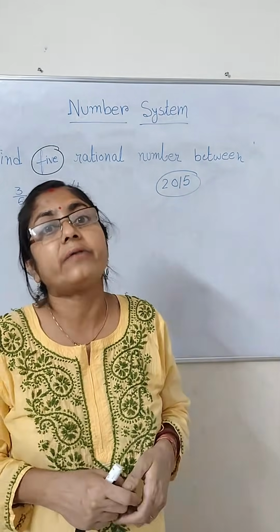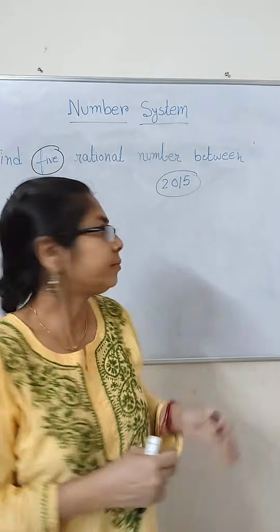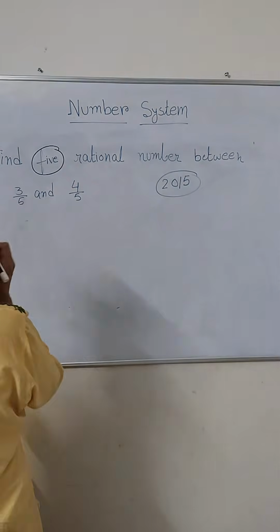Equivalent rational number, you first change it. Okay? You change that fraction into equivalent number. Now first what I doing?